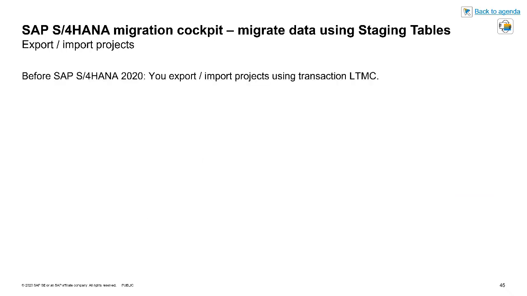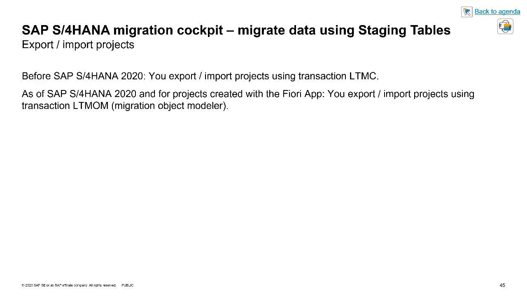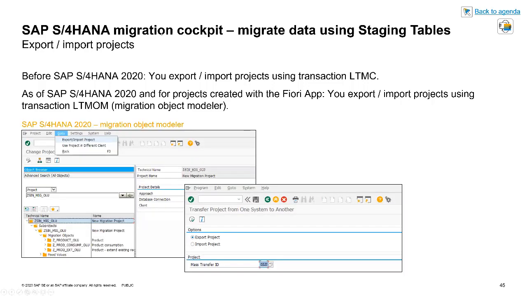One important thing is before SAP S/4HANA 2020, you need to export and import your project in the LTMC directly. There you have a button. Starting with 2020, you have to do this in the migration object modeler. Yeah, you have here in the modeler, the export import functionality.